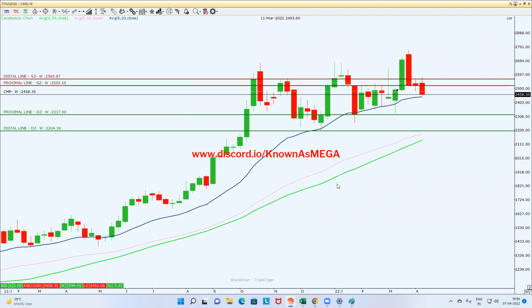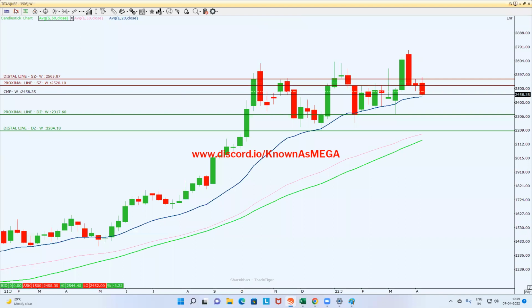Clear? See, in the same chart, I said the line that is closest to CMP will be the proximal line. The line that is closest to CMP will be the proximal line, in both places, demand zone and supply zone. Proximal line comes first, distal line comes second.